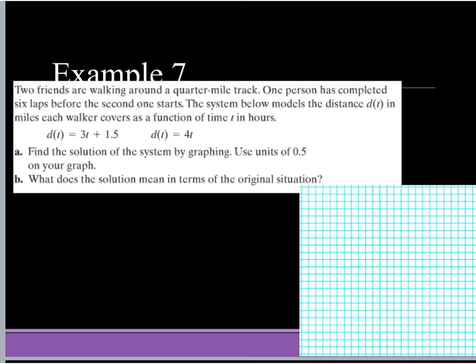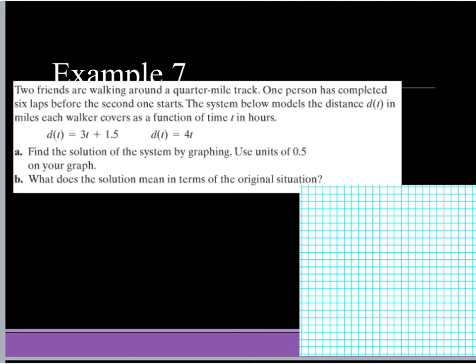For example 7, it says 2 friends are walking around a quarter-mile track. One person has completed 6 laps before the second one starts. The system below shows the models of the distance and time of the miles that each walker covers as a function of time t in hours. Find the solution of the system by graphing it, and we're going to use increments of 0.5 on our graph, and then we want to know what the solution means in terms of the original situation.